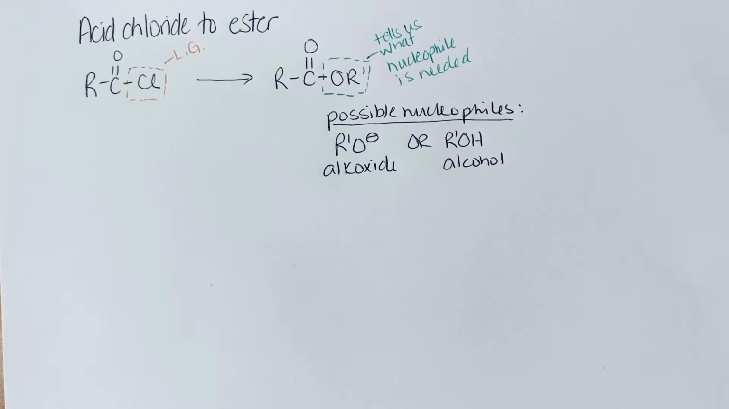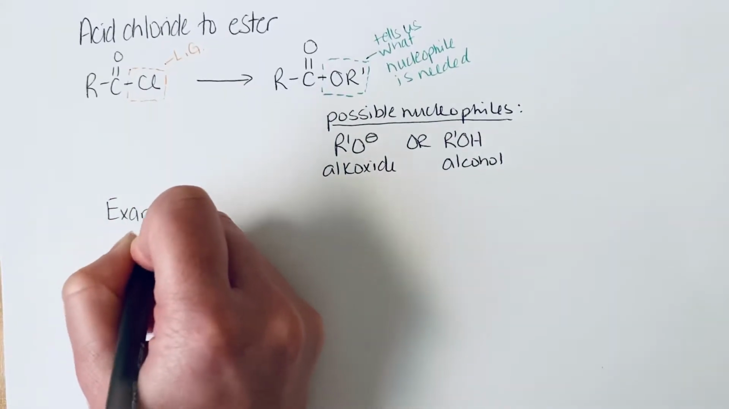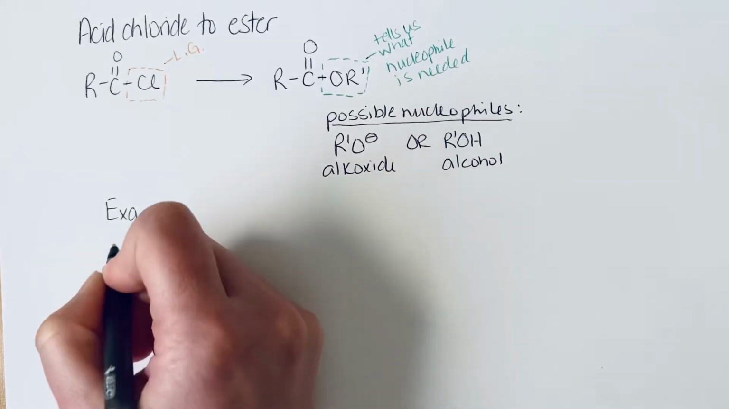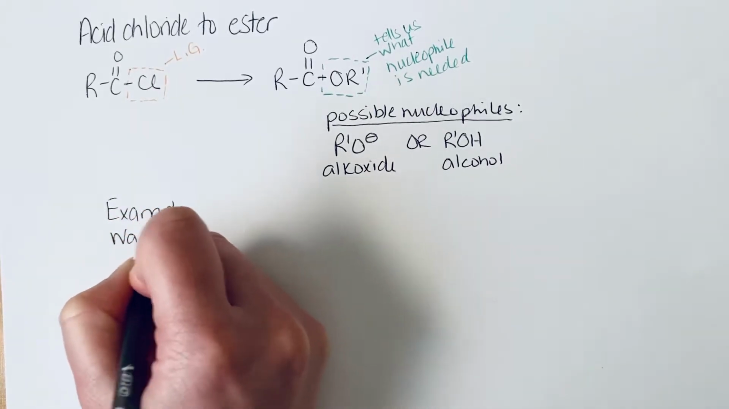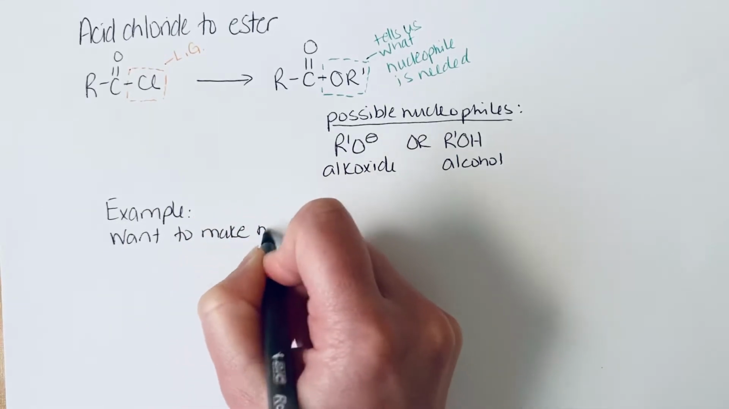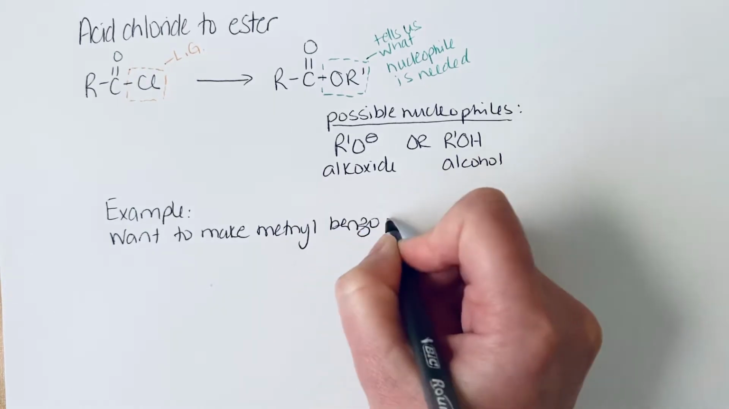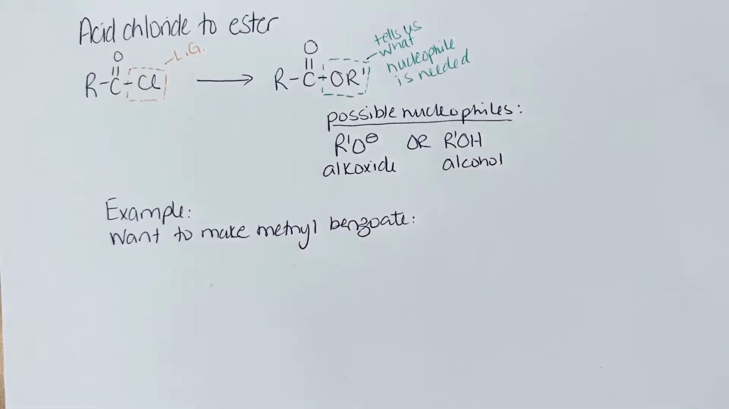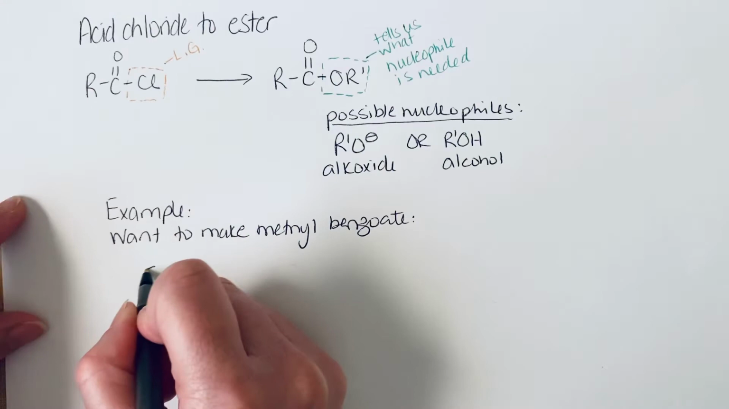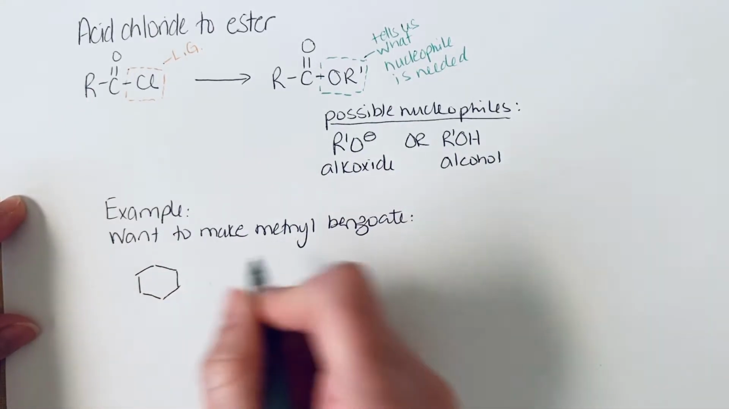So let's look at an example of this. Let's say, for example, that we want to make methyl benzoate. And that's all we know. We want to make methyl benzoate using this sort of reaction. So we're going to want to take a look at the structure of methyl benzoate. That means it is the methyl ester of benzoic acid.